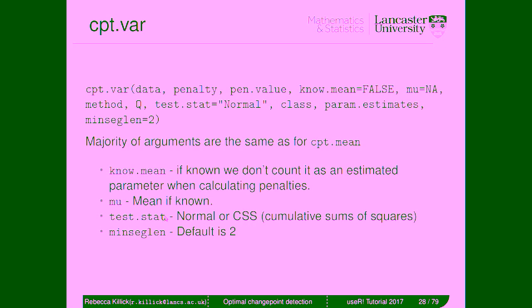And again, the test statistic here can be a normal distribution, or we can use CSS, which is cumulative sum of the squares, and that's a non-parametric version. They are not the same. And for a variance, the minimum segment length default is 2 because we're assuming that we have to estimate a mean in this data, but obviously you can increase that if you want to.